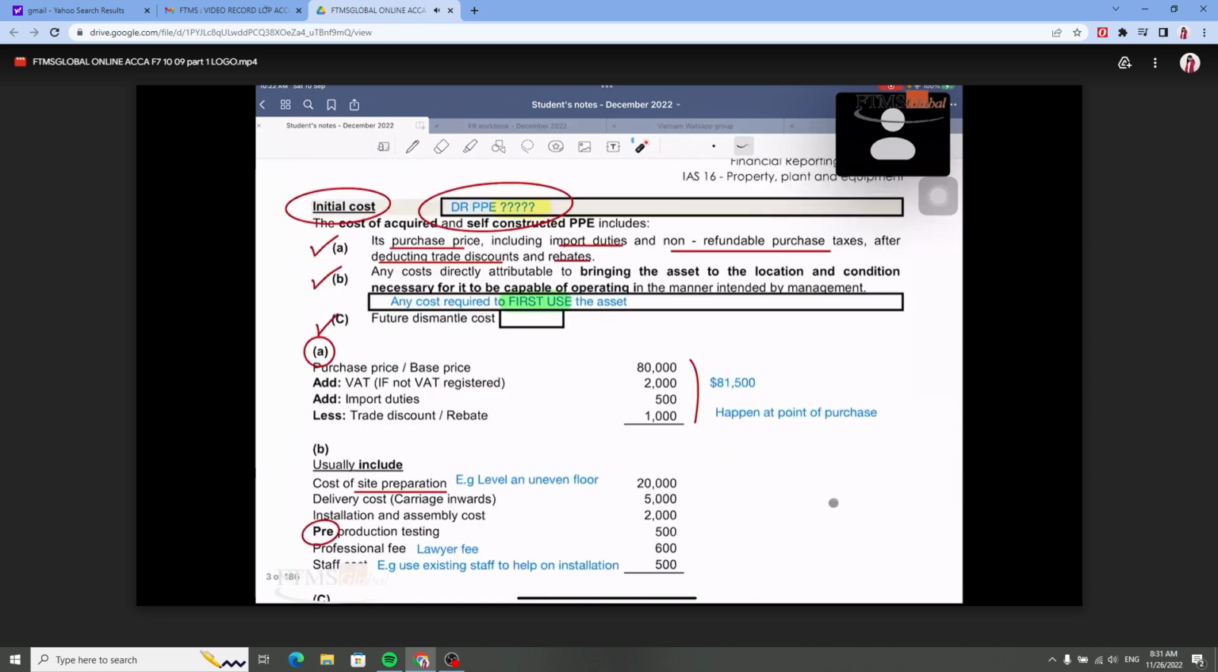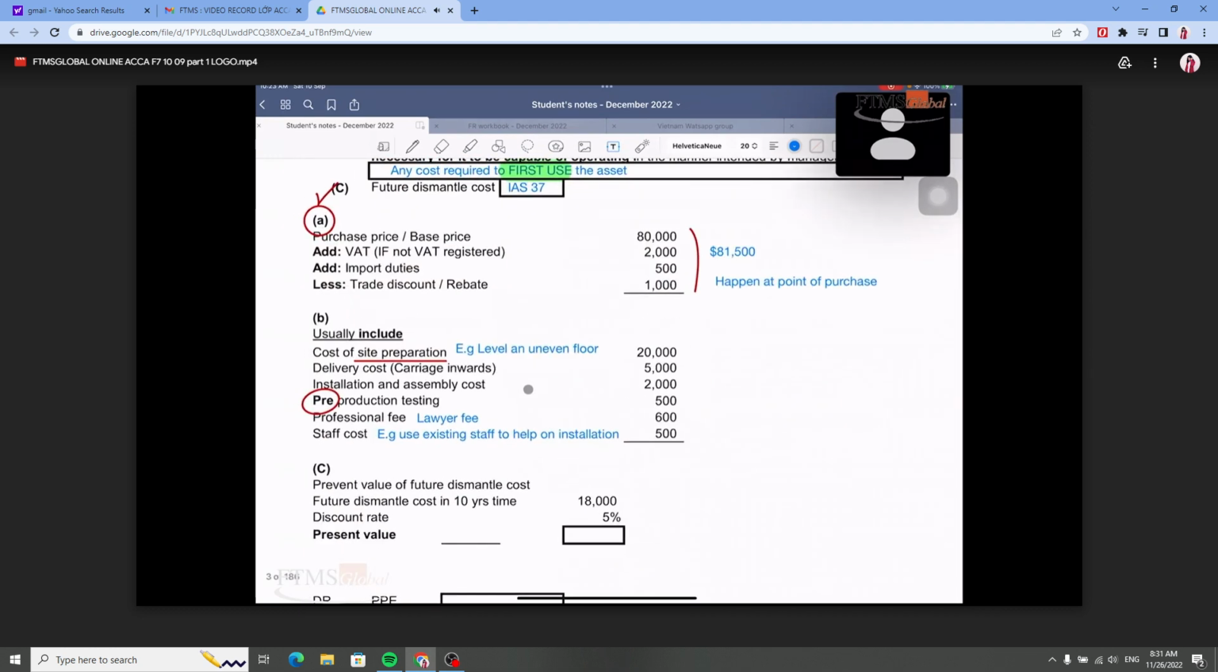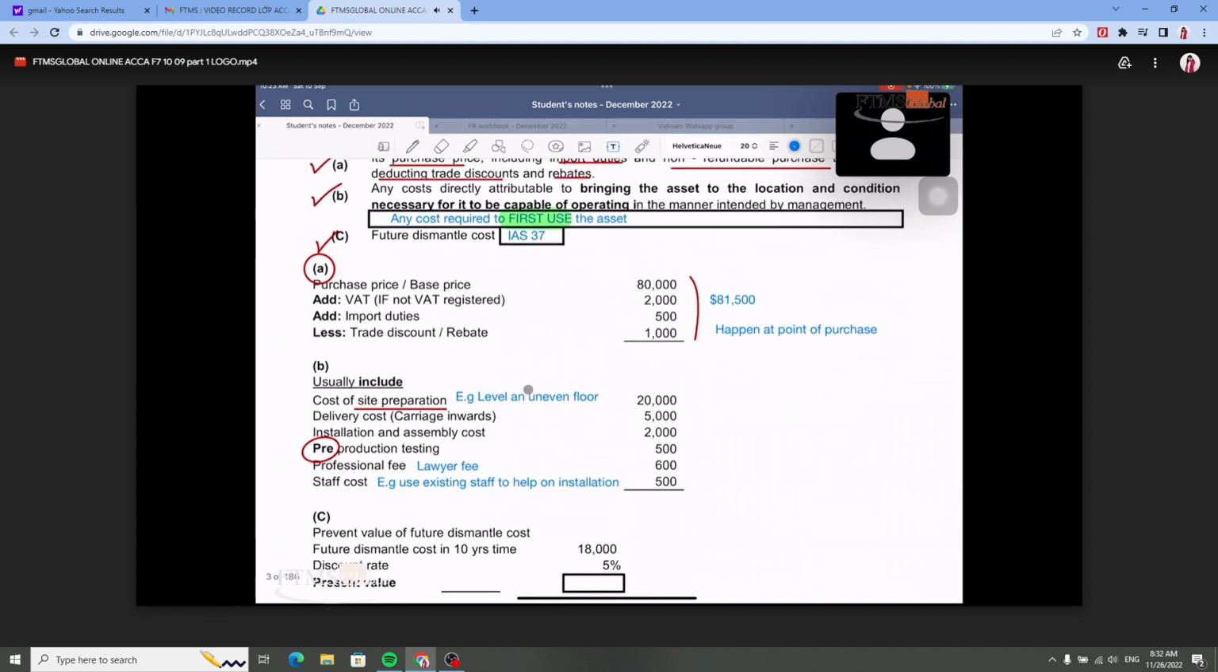Right. The last one is called future dismantle cost. This future dismantle cost is actually governed by IAS 37. Maybe tomorrow we will complete IAS 37. Okay, tomorrow. What is future dismantle cost? Firstly, I have to tell you, not every asset will have future dismantle costs. Only complex assets will have future dismantle costs.